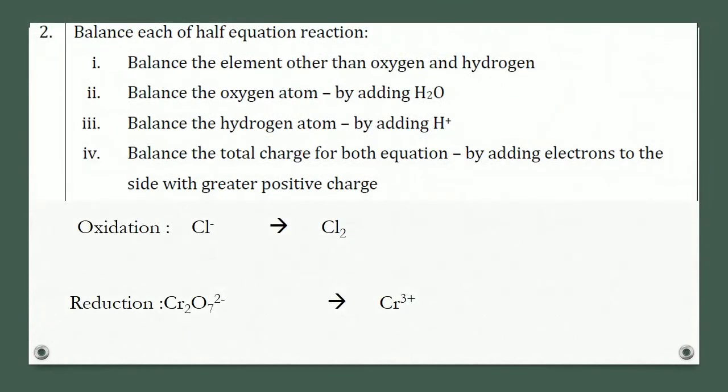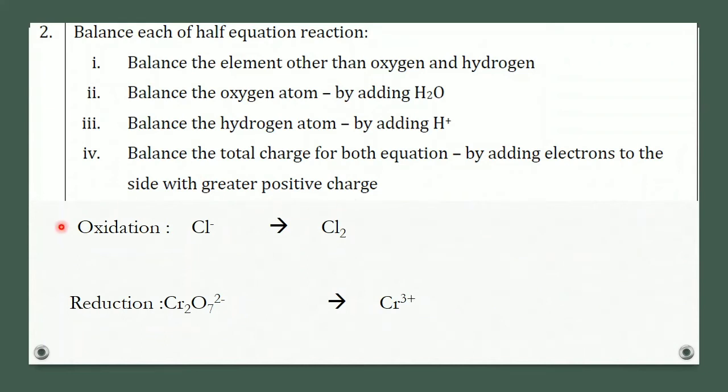For step number 2, we are going to balance each of the half equations. First, we can balance the element other than oxygen and hydrogen. Then we balance the oxygen atoms by adding H2O, and balance the hydrogen atoms by adding hydrogen ions, H+, and balance the total charge for both equations by adding electrons to the side with greater positive charge.